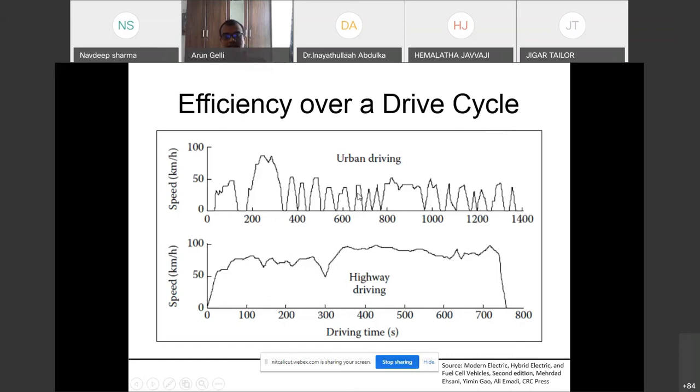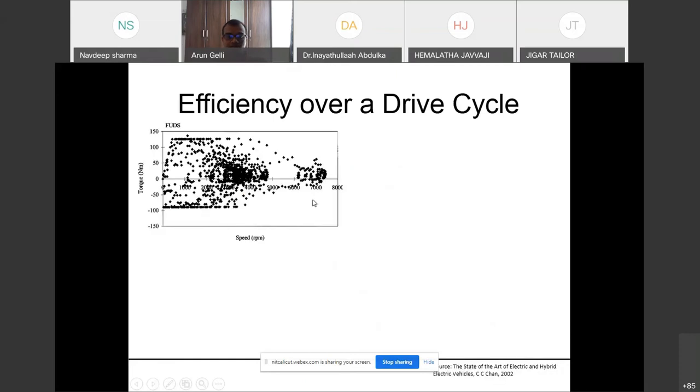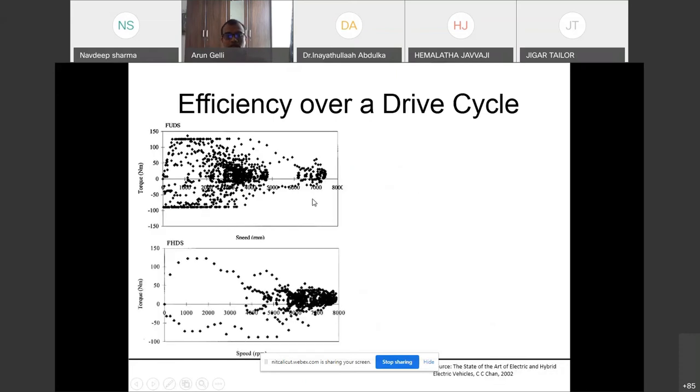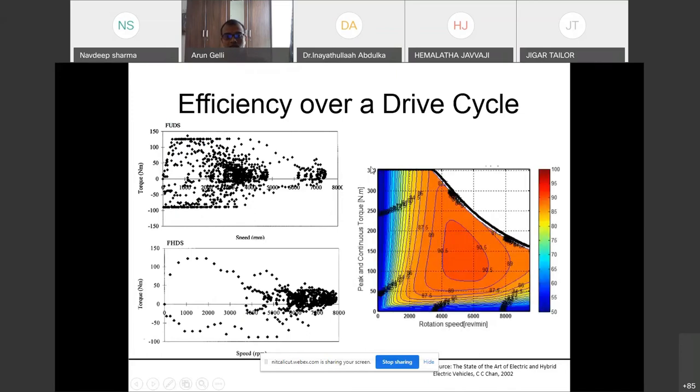Since the driving cycle is different, the operating behavior of the machines will be different, and the efficiencies will be different. So understanding a drive cycle is very critical in order to size the machine. That's the difference. Let's look at one particular example before we close the session. So this is the drive cycle operating points.